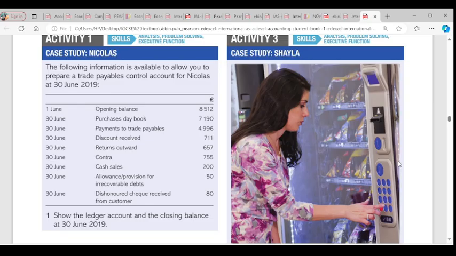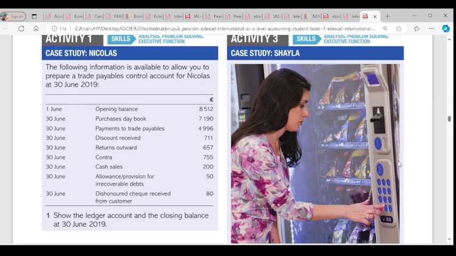The purchases day book is credit. The opening balance, first, is 8,512, our balance carried down, on the credit side. The purchases day book is also going to be on the credit side. Then we have payments to trade payables. Your payment, that is bank, and it goes on the debit side.